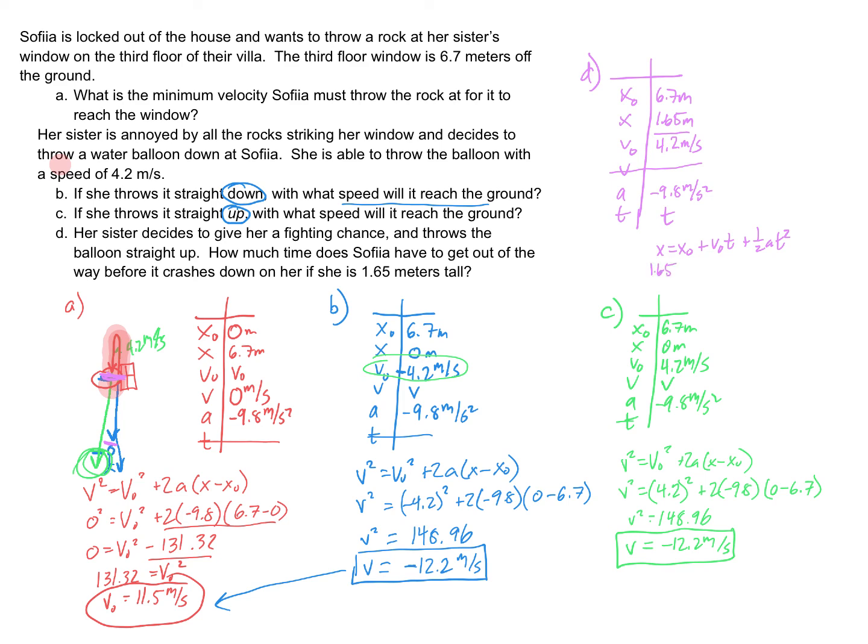So x is going to be 1.65, which is going to be equal to 6.7 plus v naught, which is 4.2 t, plus 1/2 times the acceleration, which is negative 9.8, times the time squared. So that gives me a quadratic. You can solve that using the quadratic formula or a calculator or whatever. I won't give you one on an assessment where you have to be able to solve a quadratic, but here, punch it into Desmos, punch it in your calculator, whatever you need to be able to solve that. Hopefully, you'll end up getting that time is equal to 1.65 seconds.